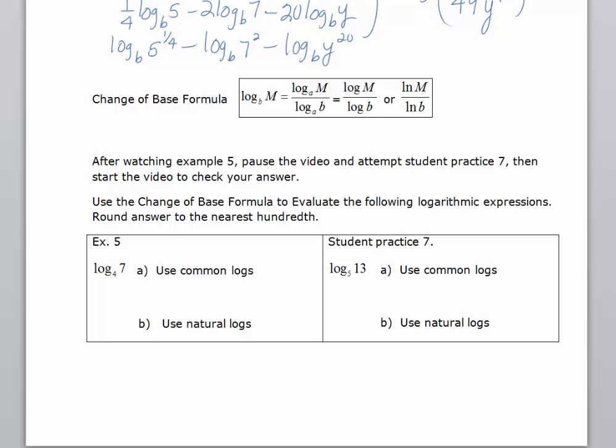So let's look at the first one. It says use the change of base formula to evaluate the following logarithmic expressions. Round your answer to the nearest hundredth. So using common logs, we would write this as the log of 7 base 4 would be the log of 7. It's the log of the argument over the log of the base.